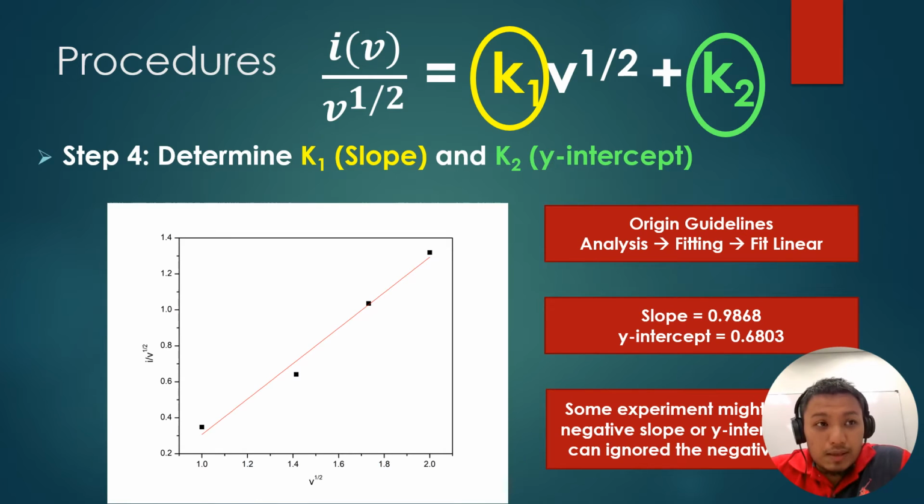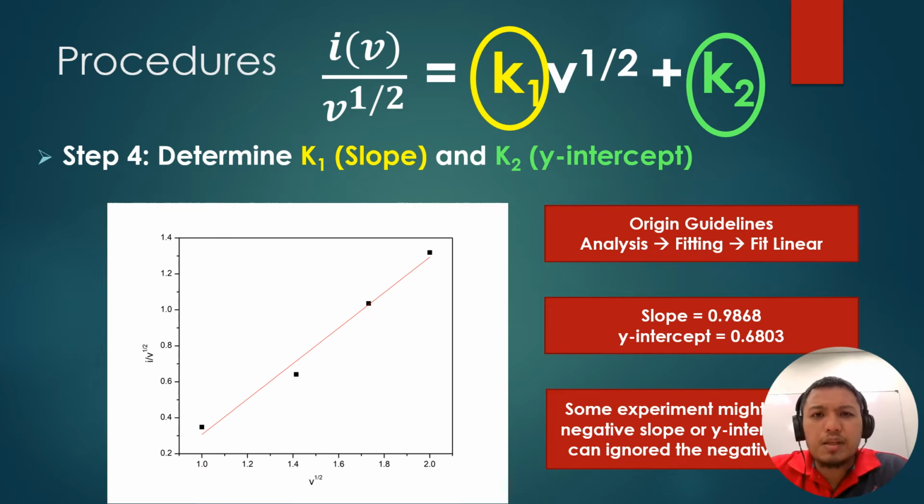A lot of people ask how to fit, and you can use Origin. In Origin, click the Analysis button, whichever Origin version you have, version 12, version 20 and so on, even version 8. Choose Analysis, Fitting, and then Fit Linear. You get a linear fit like this and you get a table. From the table, it gives you the slope and the y-intercept. What you do is just use these values as K1 and K2.